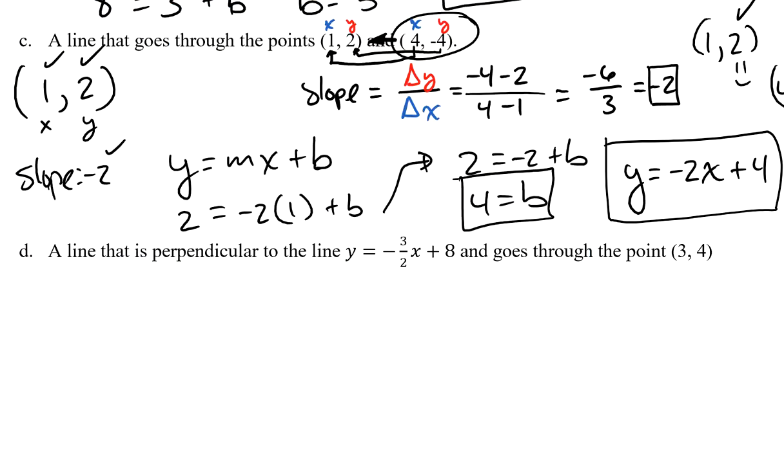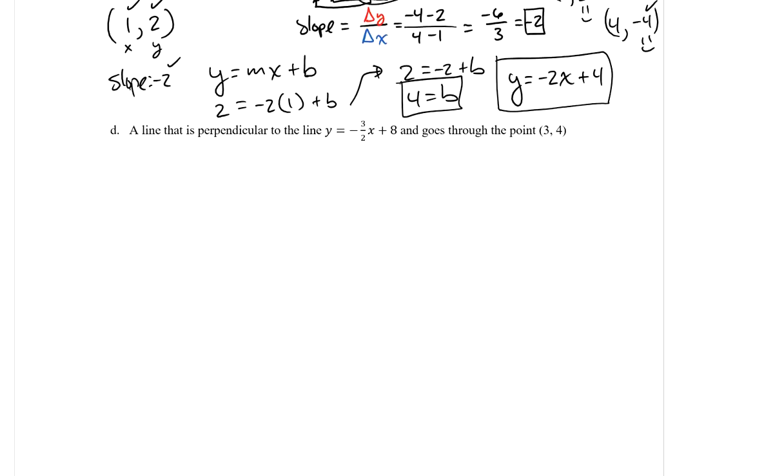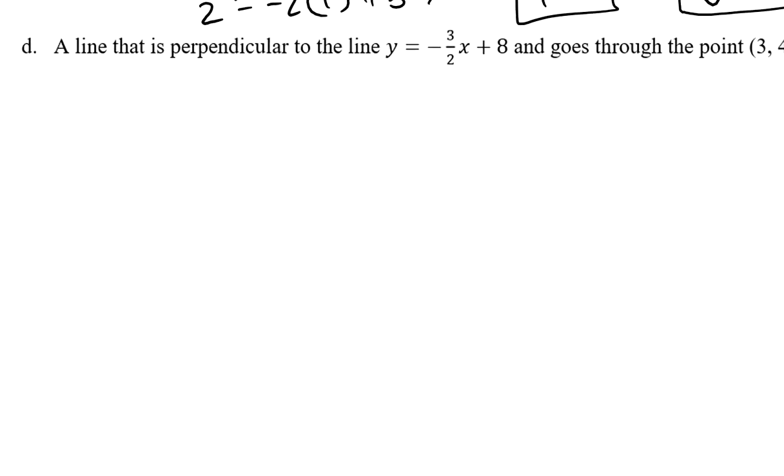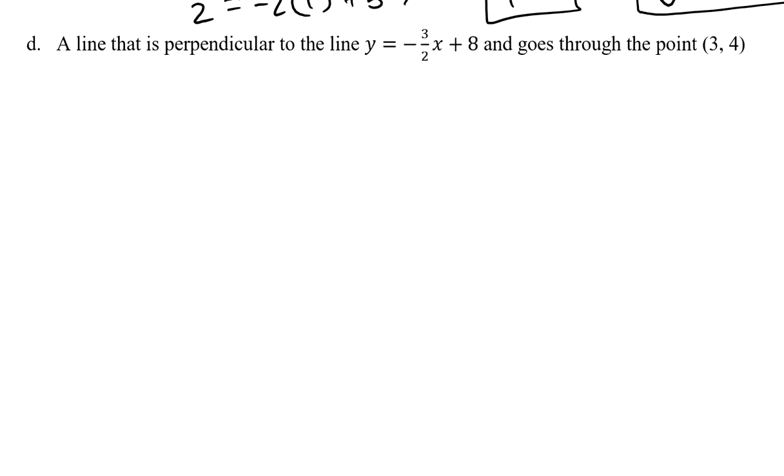All right, the last question we've got here is D. Whoops. So hopefully I can do this one without making any mistakes, and then we'll get a straight run through this without having to re-record anything. A line is perpendicular to this line, y equals -3/2 x plus 8, and it goes through the point (3, 4). So perpendicular to this line, and it goes through the point (3, 4).